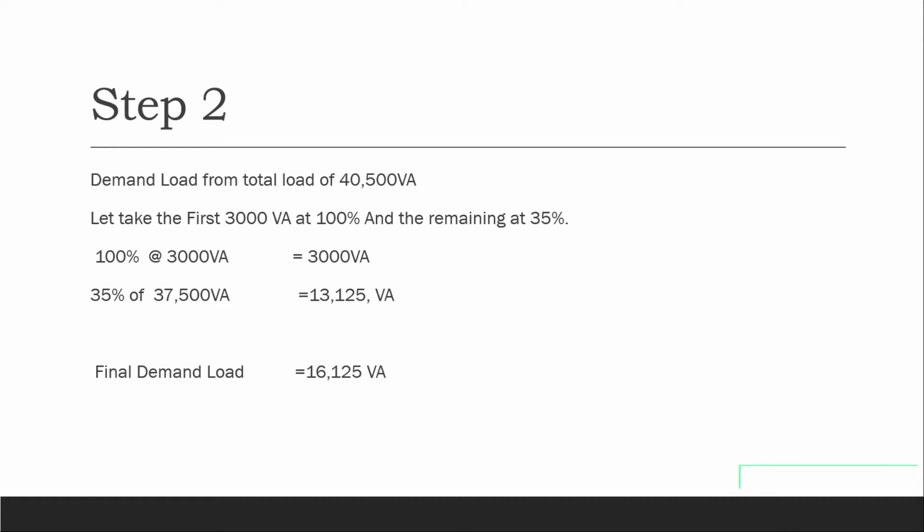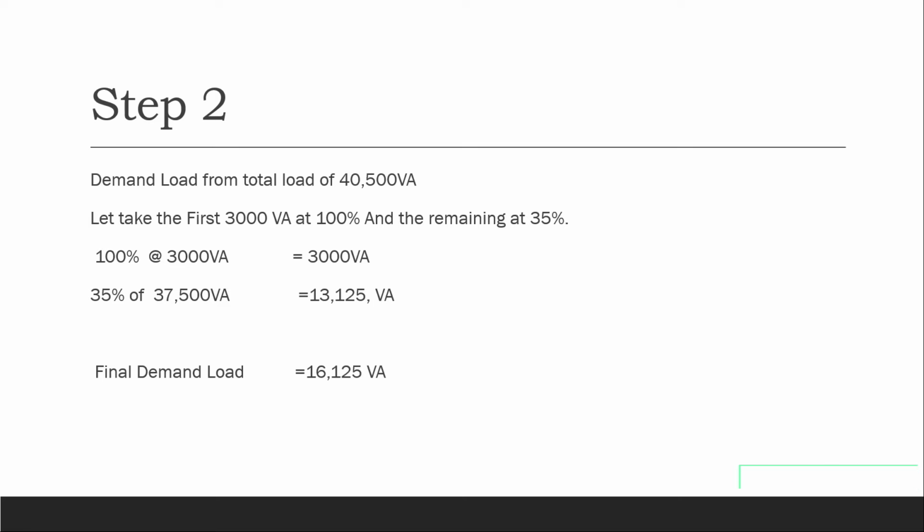Our load was calculated to be 40,500 VA. So the remainder after 3,000 VA from 40,500 would have been 37,500. 35% of 37,500 VA would have been equal to 13,125 VA. Therefore, our final demand is the total of 3000 VA at 100% and 37,500 VA at 35%, which is equal to 13,125 VA.